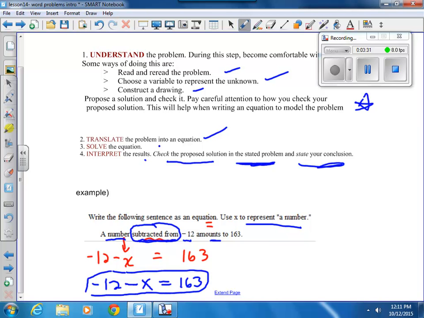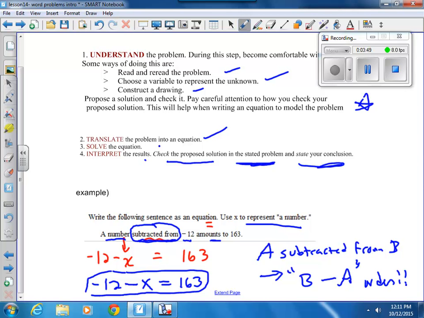But really, big note to self here: A subtracted from B translates to B minus A. So note to self, watch out for the order on that. Okay, let's try another one.